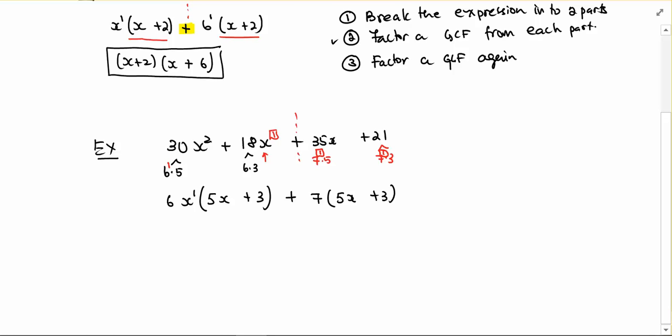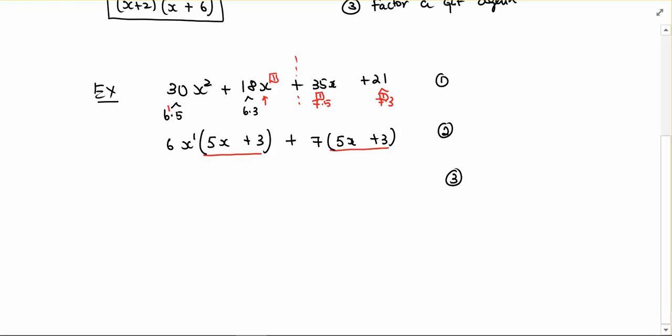And so that's our first step is to divide, second step is to factor GCF once, and the third step is to factor GCF twice. So here's my GCF a second time, and so I take that out, 5x plus 3, 6x plus 7, and I am done.